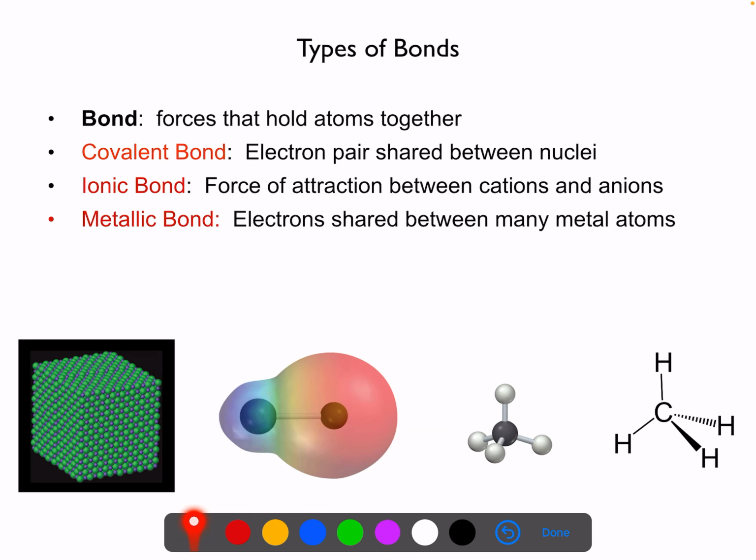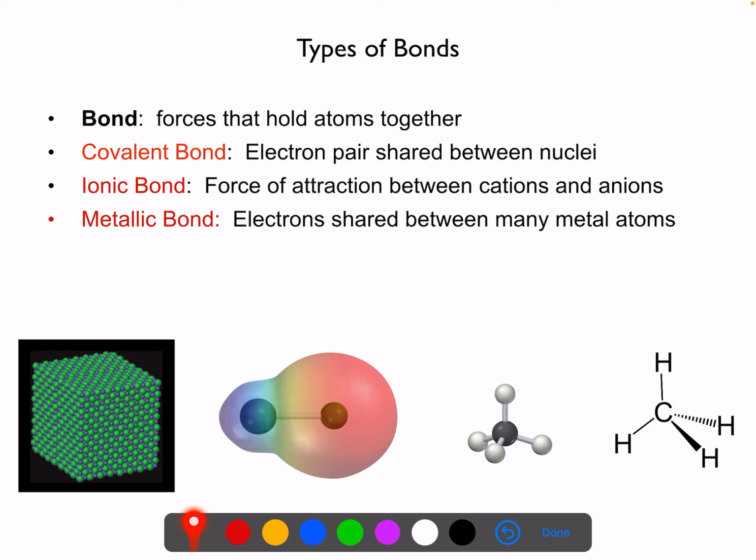So at its simplest form, a bond is just a force that holds atoms together. And one of the things to take away right now and mark in your notes is that the bond is a force of attraction. So anytime you want to break a bond, you have to put in energy to break apart the atoms. So breaking bonds always requires energy. And if you're forming a bond, that will always release energy.